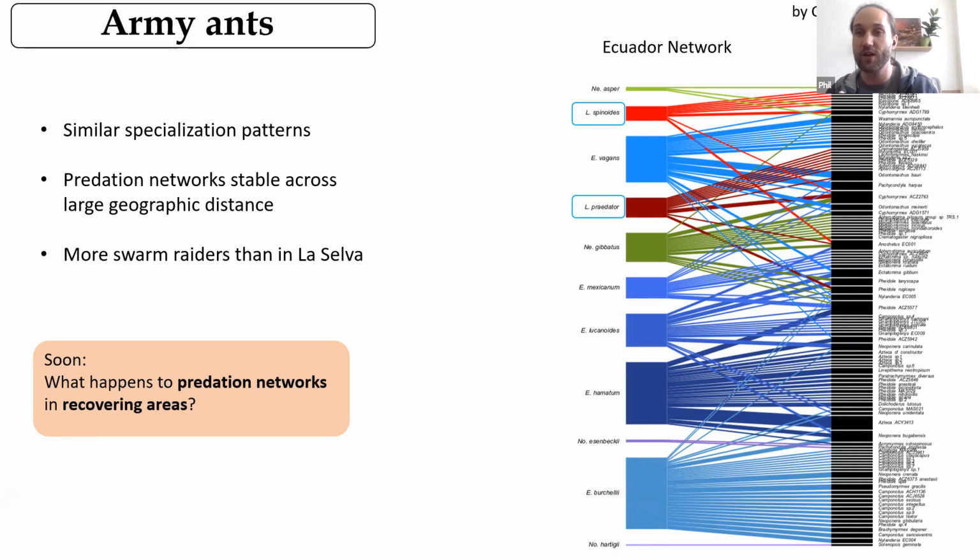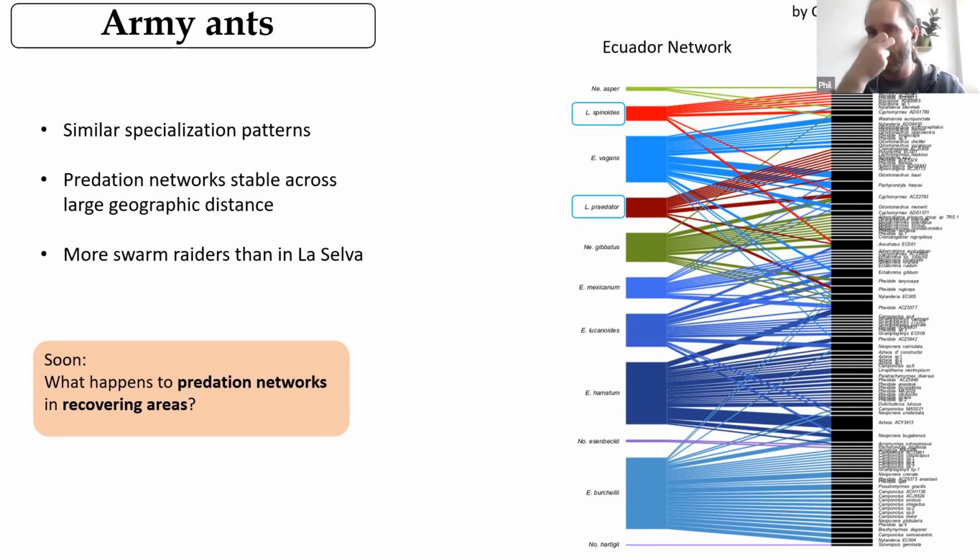But maybe, or very likely in future, we will try to pull it down to recovering networks and old-growth networks, for instance, and try to get an idea of what happens to the predation networks overall, for instance if the specialization increases or decreases. One thing that was interesting in the comparison between Costa Rica and Ecuador networks is that we have more swarm-raiding species. I marked them with blue here, so we have two extra species of swarm raiders in there.